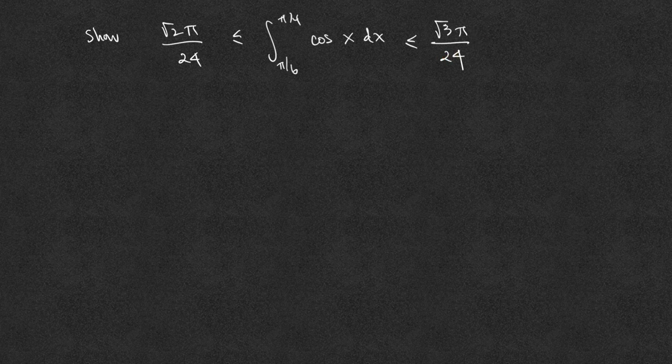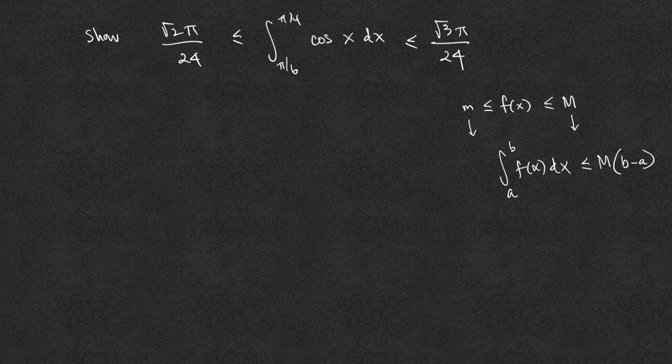As of now, we do not know how to evaluate this integral, but we can use the inequalities of the definite integral, which states that if the function f of x is between little m and capital M, lowercase m being the lower bound and uppercase M being the upper bound, then the integral from a to b of f of x dx is less than or equal to M times b minus a, and this integral will be greater than or equal to little m times b minus a.